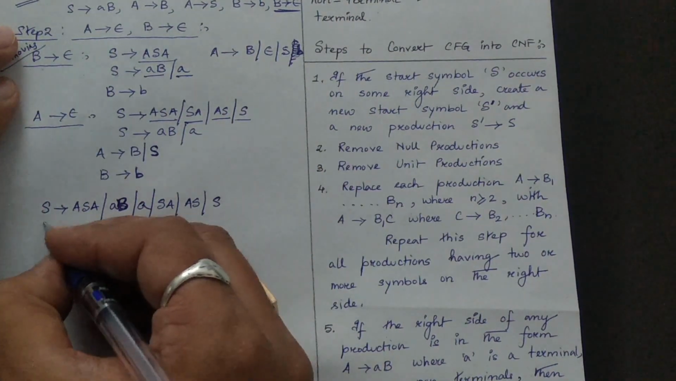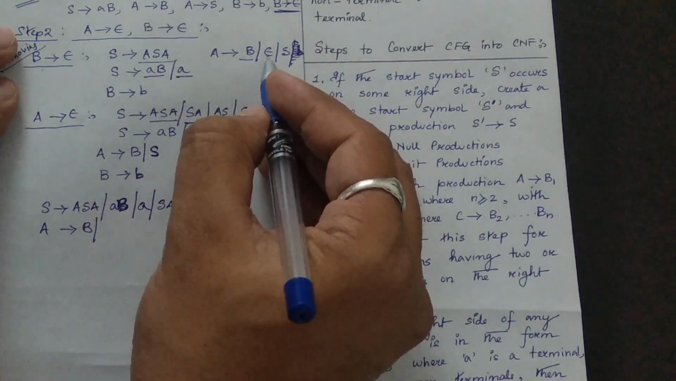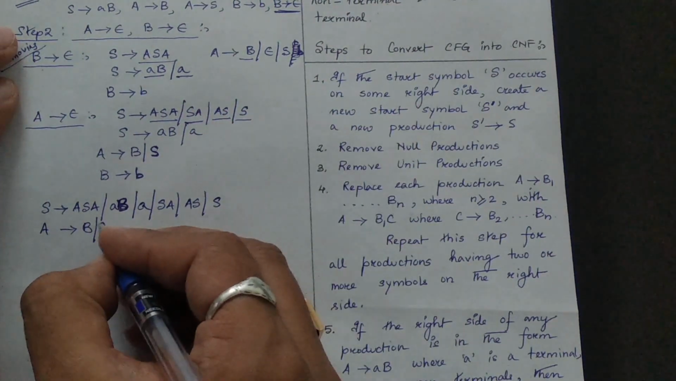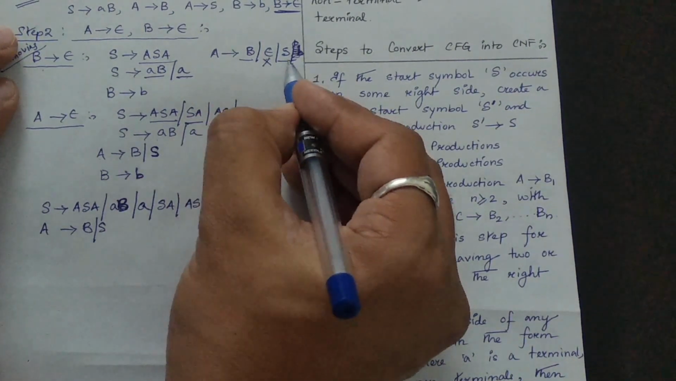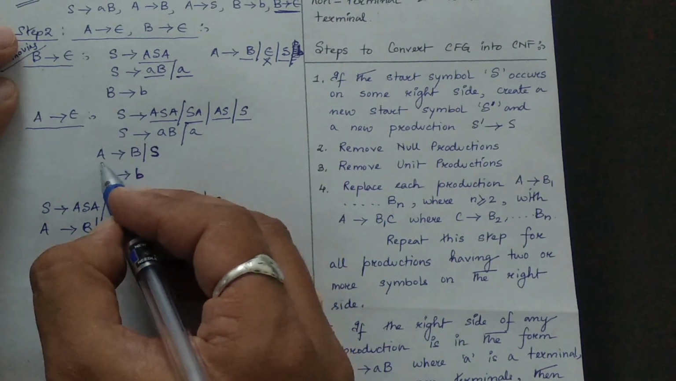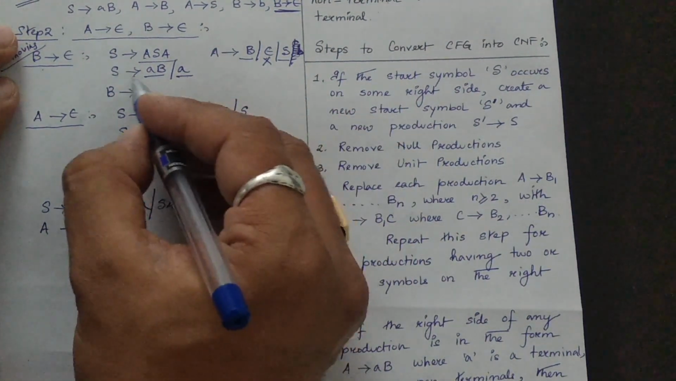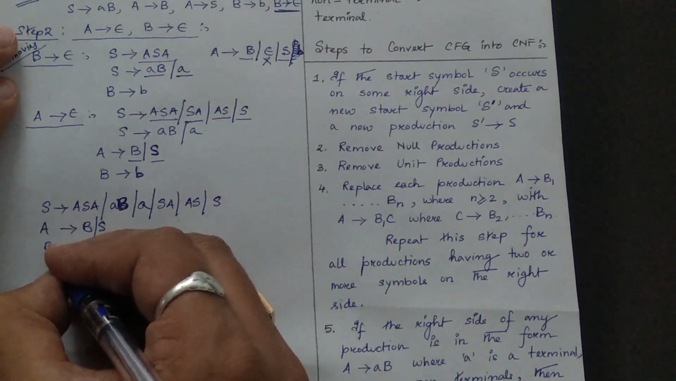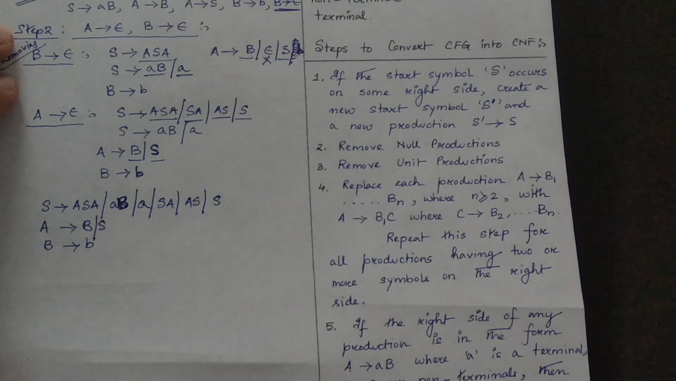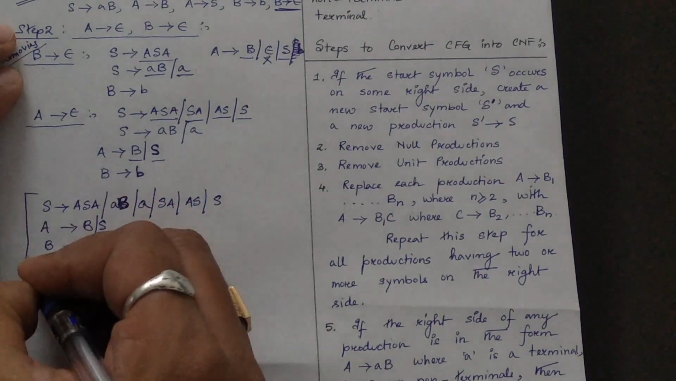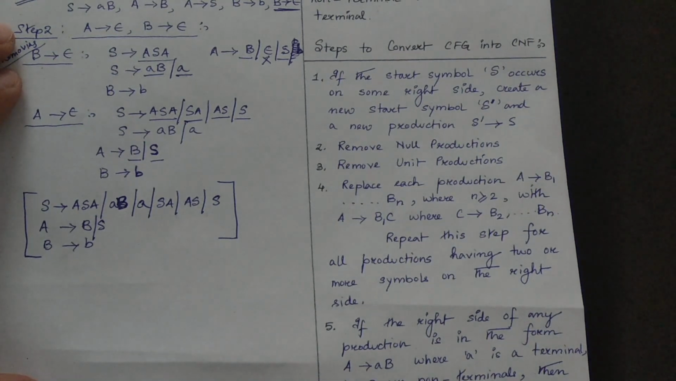Now A tends to B. I have to remove epsilon, so I won't be considering this. S, nothing is there, so this is removed, this is done. Then here I will be taking A tends to B and S, already I have taken, right? So remain as it is. Now B tends to small letter b. Clear? Any doubt? So this is done. So finally I got this production after removal of epsilon, null production.